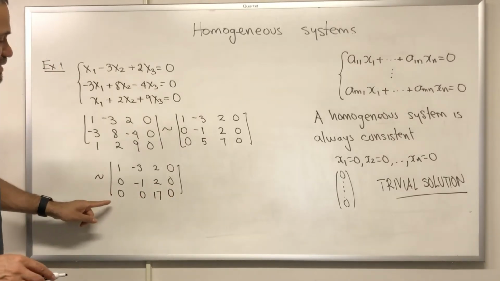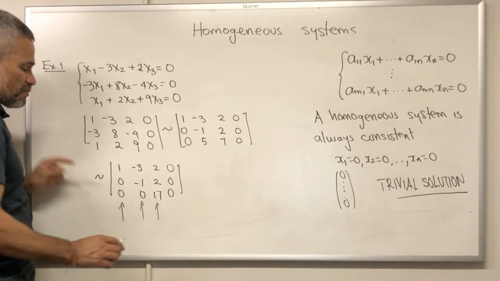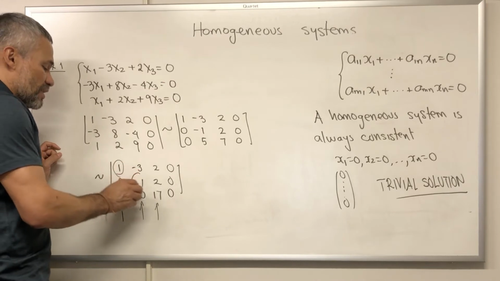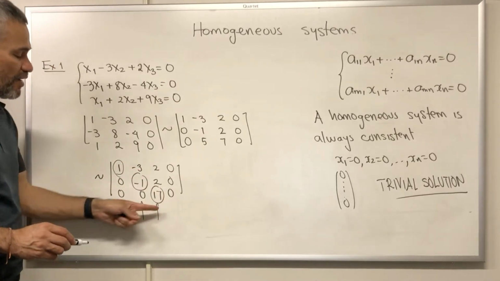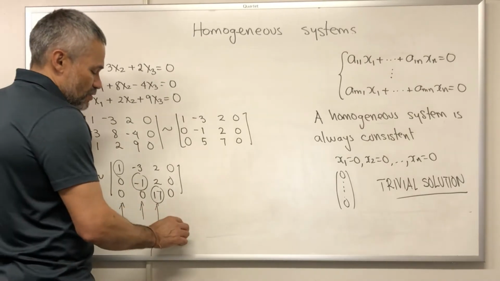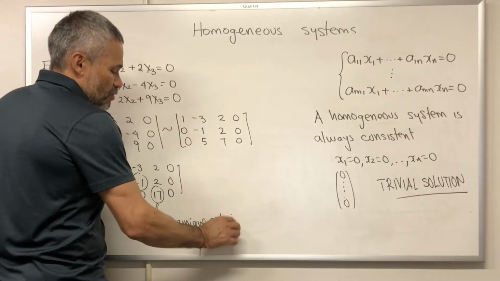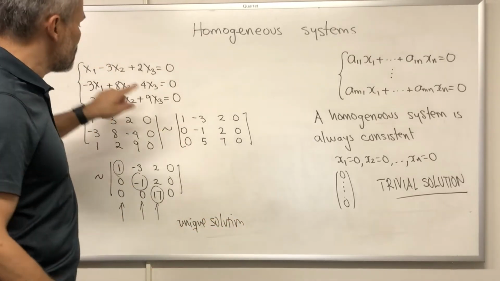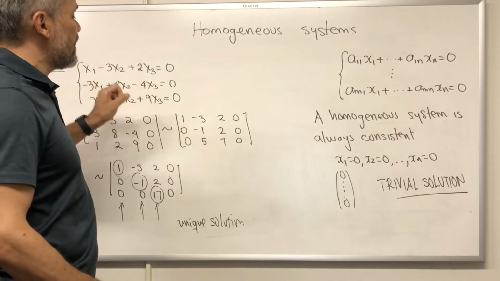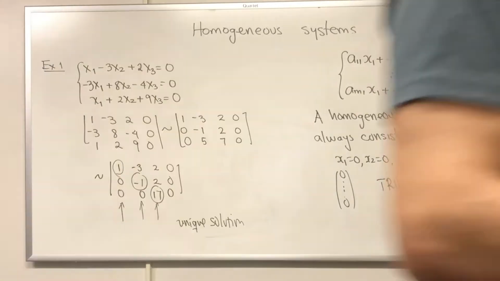Notice that in this system of equations, these three columns, which correspond to the variables x1, x2, and x3, have pivots. That means that all the variables are basic, there are no free variables, and that means that there is a unique solution. But we know that the trivial solution is a solution, and then in this case, the trivial solution is the only solution. Let's see another example.